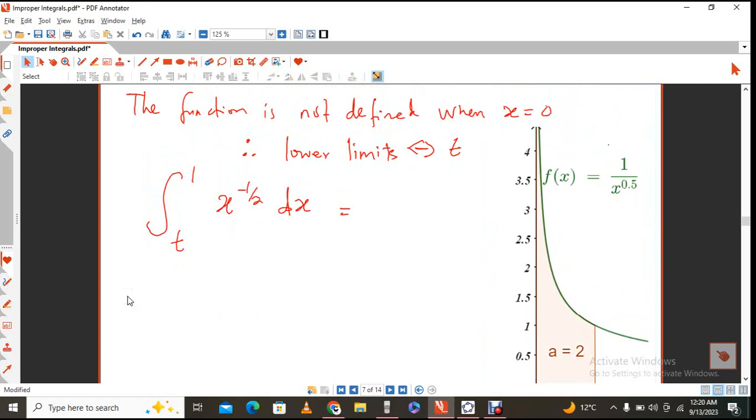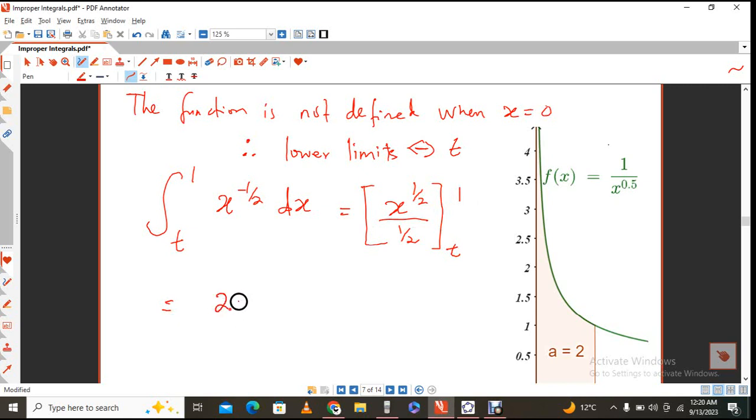Because it does exist. All right, so let's go ahead then and integrate. You integrate by adding 1 to the power. If you're adding 1 to negative a half, that gives you a half. You divide that by a half. Our limits are from t to 1. So obviously that's going to give us, now that is 2.